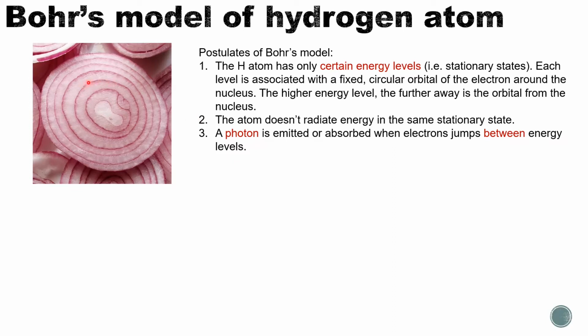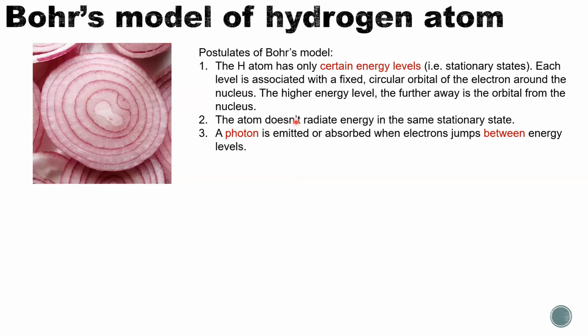If we have an electron in one ring of the onion, and that electron jumps to a different ring, that causes an energy difference of this atom, and that energy difference corresponds to the absorbed energy. You need some energy to kick the electron from a lower energy level to a higher energy level, or the atom will give away energy in the form of light. So when electrons jump from outside energy levels to inside energy levels, the atom will emit light. Okay, so here are the postulates of Bohr's model.